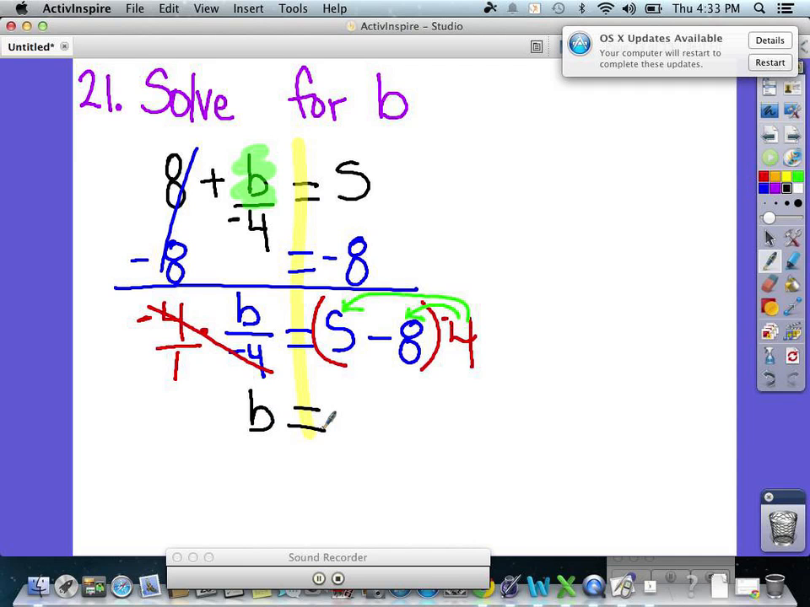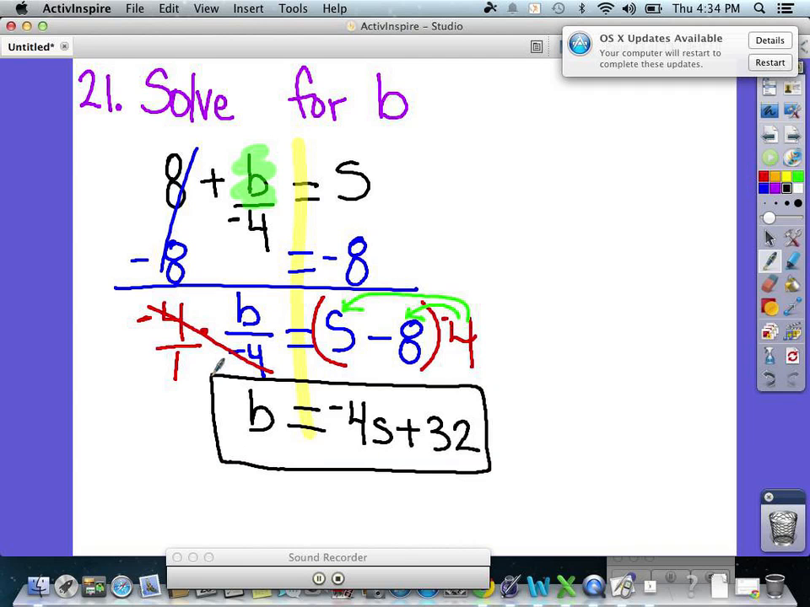Now we're going to do our distributive property. Negative 4 times S will be negative 4S. Negative 4 times negative 8 will give us a positive 32. Guess what? We're done. That's your answer. We have solved for B. What is B? B is equal to negative 4S plus 32. That's all you had to do.